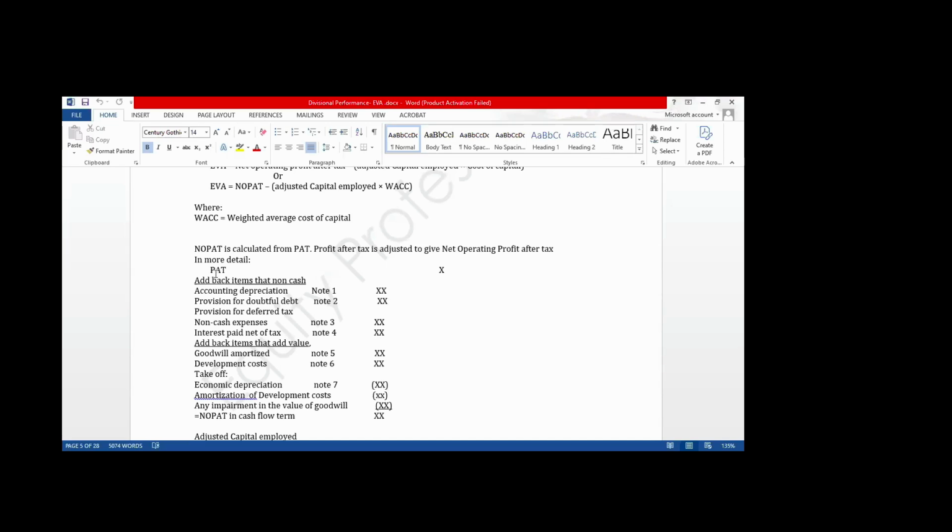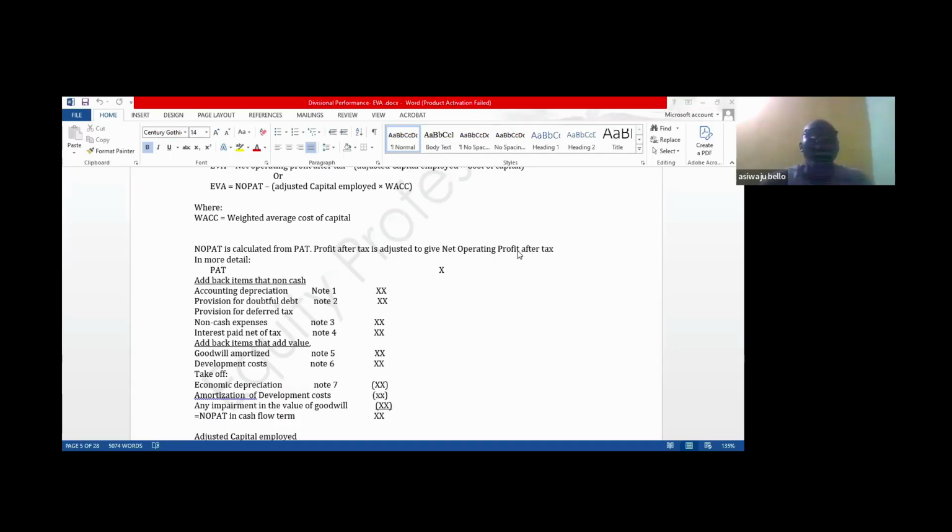Four, add back non-cash expenses. Five, add back interest paid net of tax. So you are going to deduct these items. Then you are going to obtain your net operating profit after tax. That is your NOPAT. That is your working one.